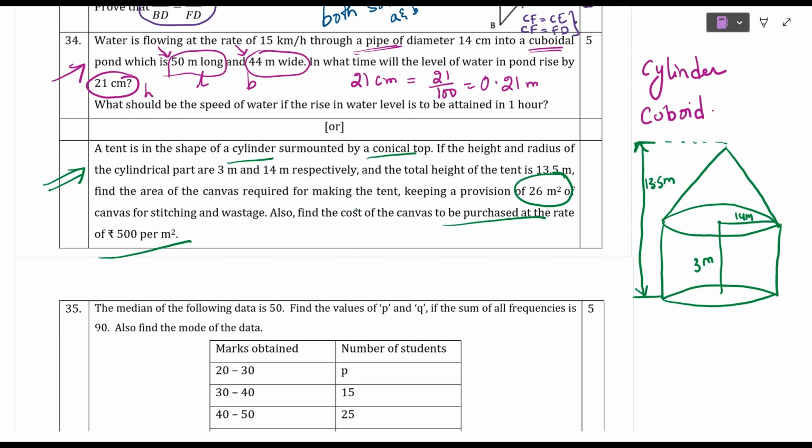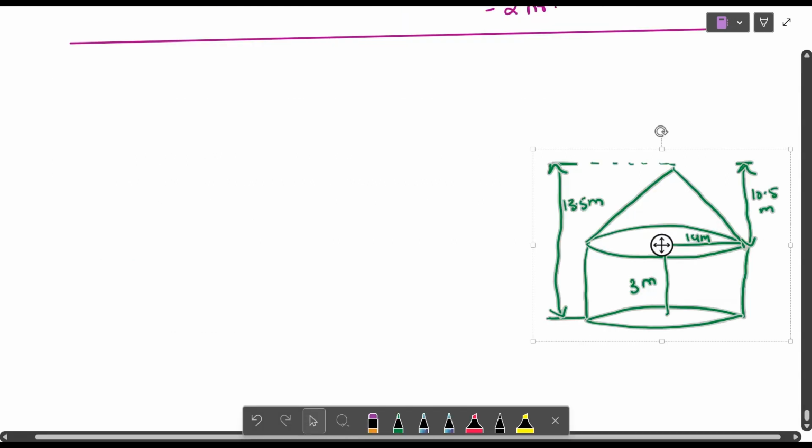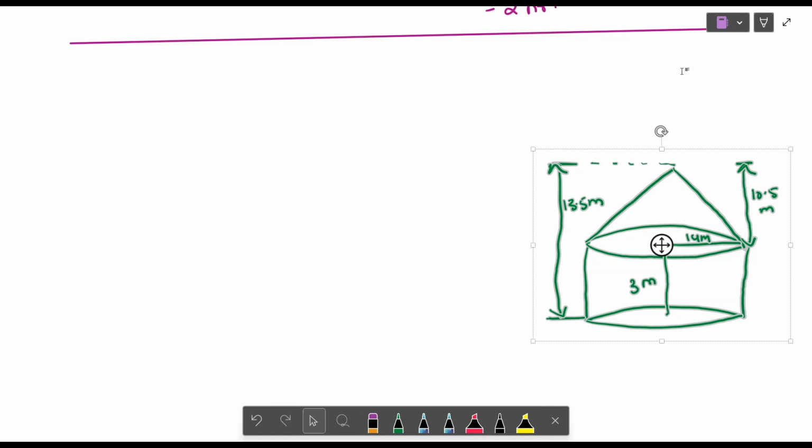So, if the total height is 13.5 and the height of the cylinder is 3 meters, what will be the height of the cone, students? 13.5 minus 3 is equal to how much? 10.5 meters. Okay, this is our diagram, students.